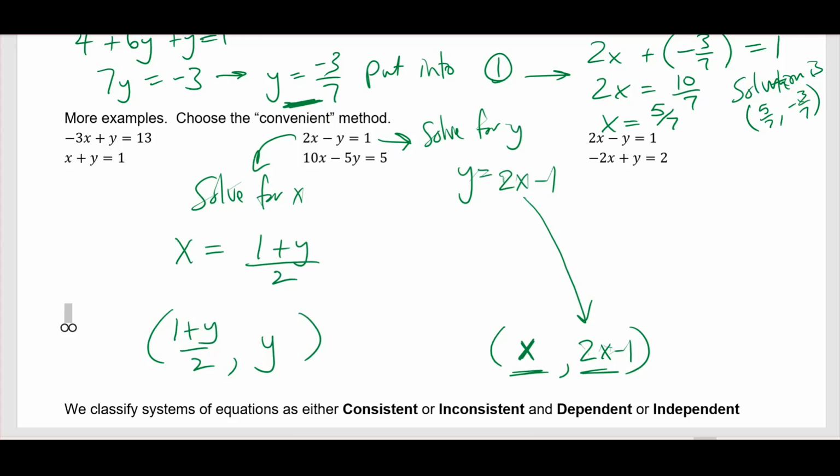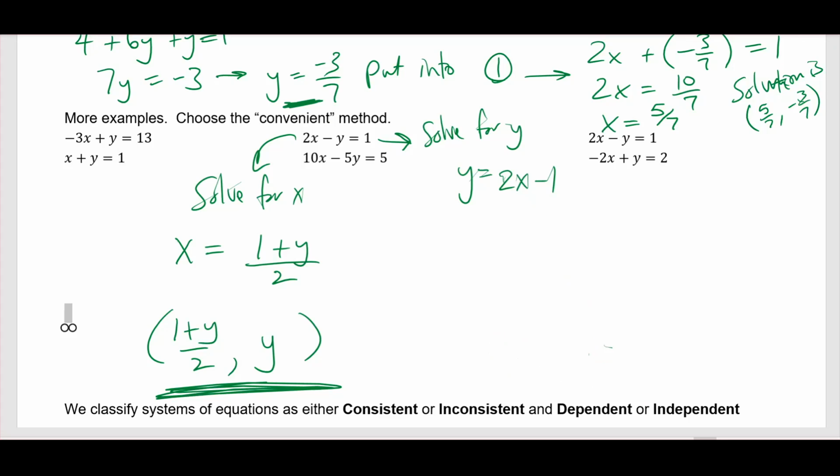So depending on which variable you want to be the free choice, we can write it either with x as our free choice, or we can write it as having y as our free choice. Doesn't really matter.